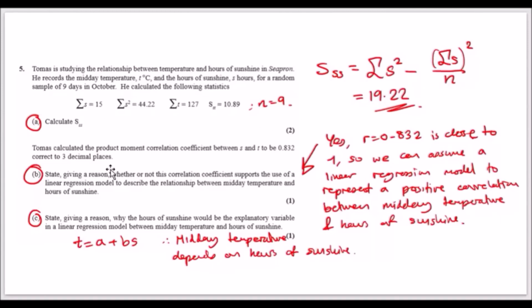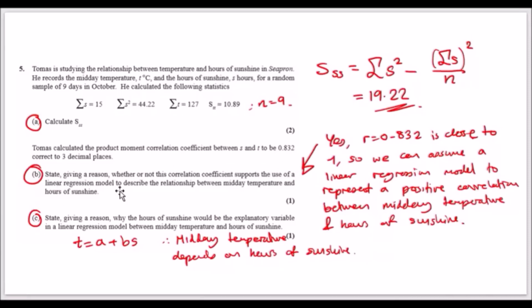Okay? Next one. So Thomas calculated the product moment correlation coefficient between S and T and found out that the value was this. So this is the R value between S and T being 0.832. Okay? Now state, giving a reason, whether or not this correlation coefficient supports the use of a linear regression model. Now before I even read the rest of this, if your R value is close to 1, or if it's close to -1, since you can get a negative or positive correlation, then the answer would be yes, it supports a linear model.